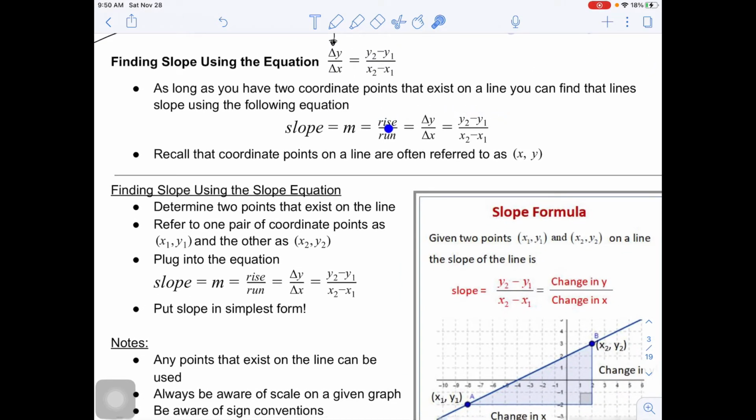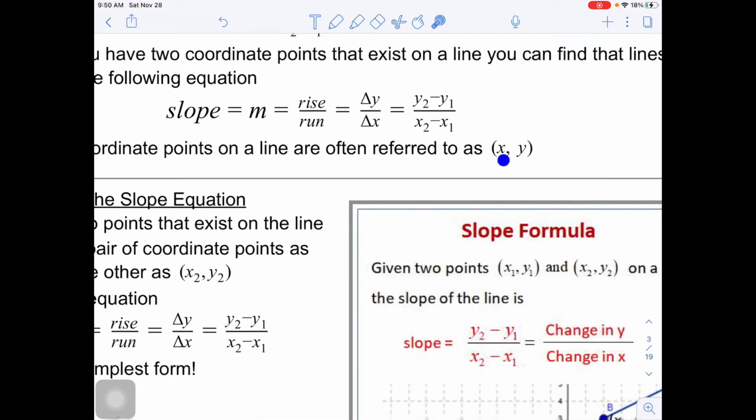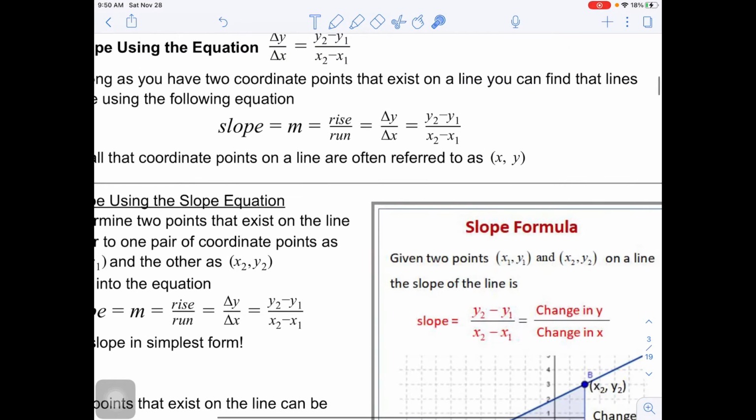And we can use the rise over run to remember that when we talk about rise, we're talking about the y-coordinates, because the y-coordinates we often list on the vertical axis, and then the x-coordinates we often list on the horizontal axis. Okay, and remember, as we've stated, you refer to your coordinate points as x and then your y values, and you always have to put your brackets and your comma in between them.